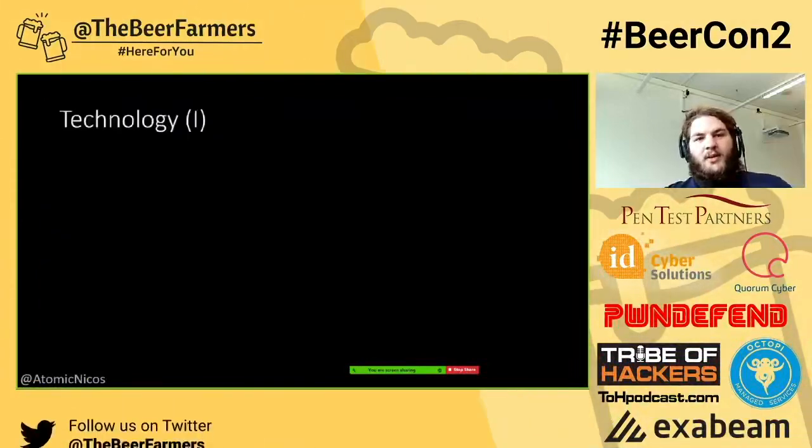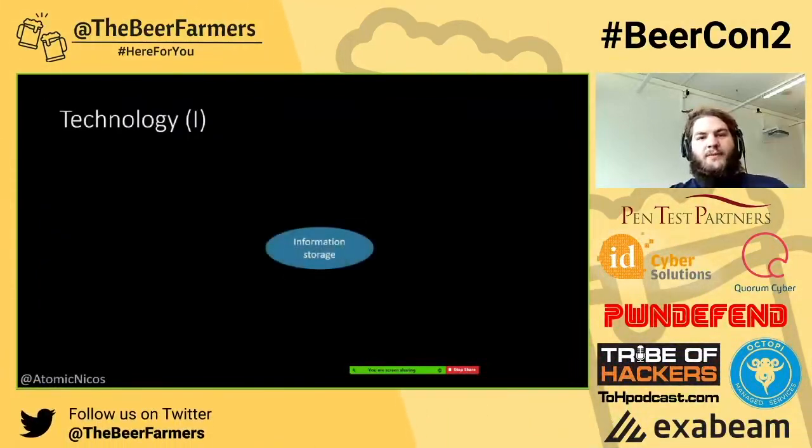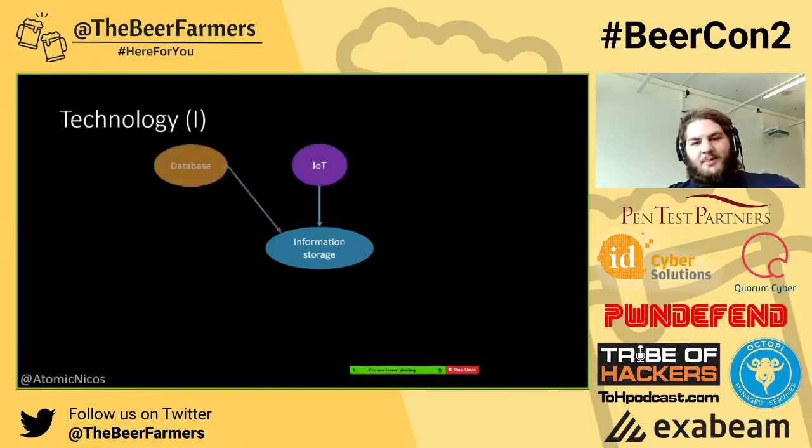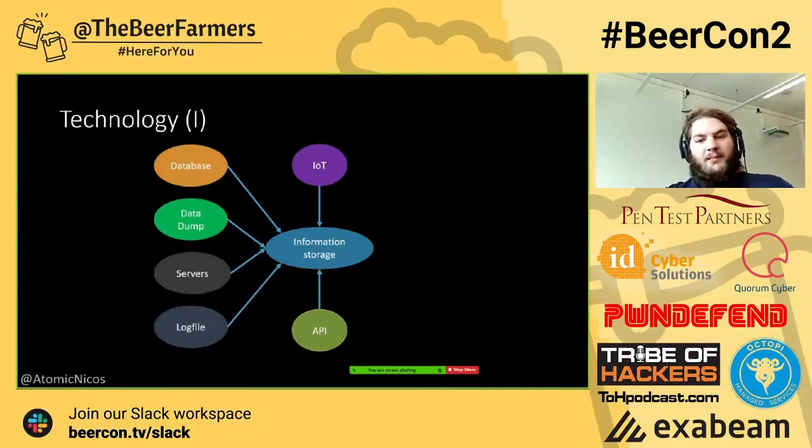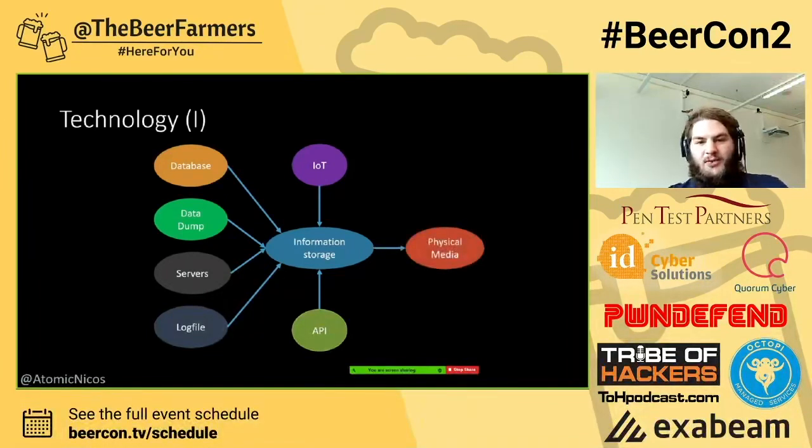So if we're talking about the technology at hand, we have information storage, which is a basic element when we're talking about IoT: databases, data dumps, servers, log files, and APIs. All of them have that thing in common. And what information storage has in common is that it's stored on some form of physical media somewhere. So if just that is exposed, you're already in danger.